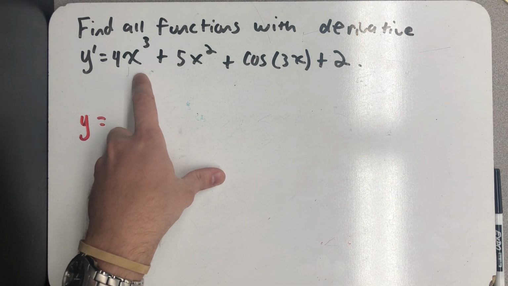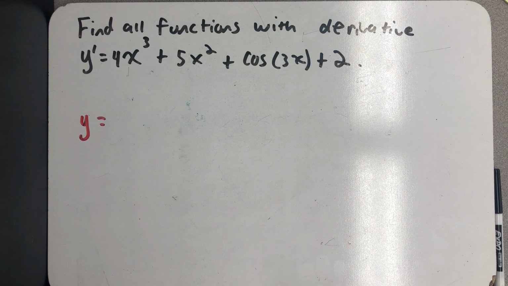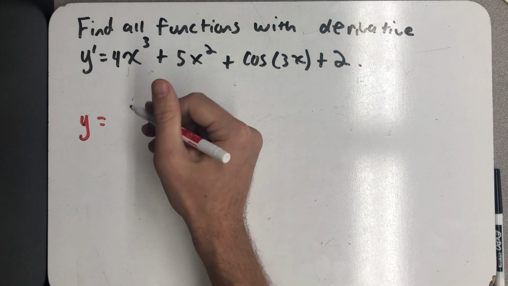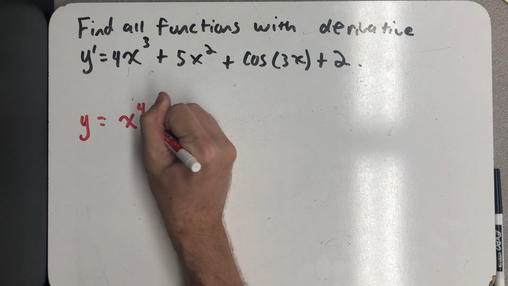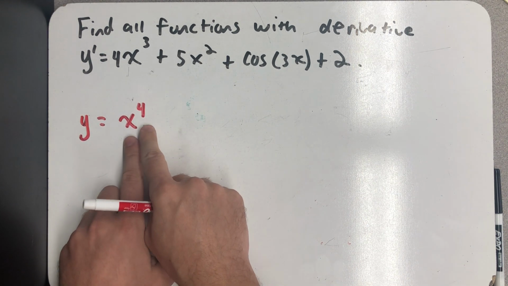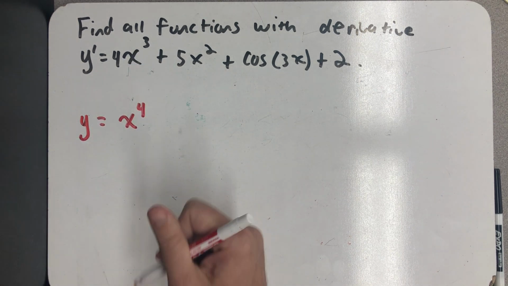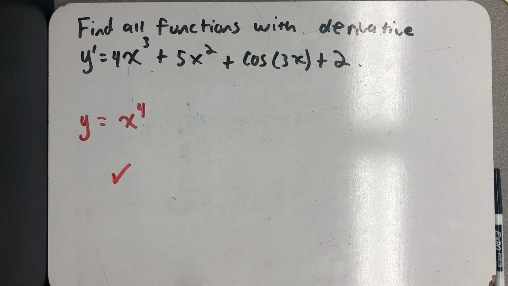So this is a 4x cubed. I know when I take the derivative of a polynomial, the powers decrease. So this should come from an x to the fourth term. And even better than that, when I take the derivative of x raised to the fourth power, I would get 4x cubed. So that part is done. Moving on to the 5x squared part.